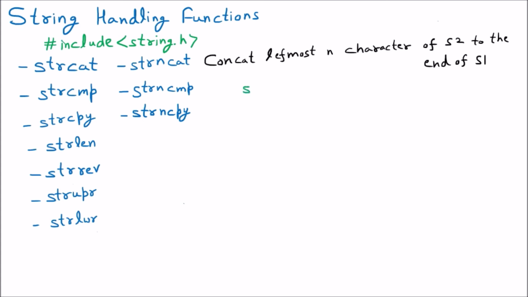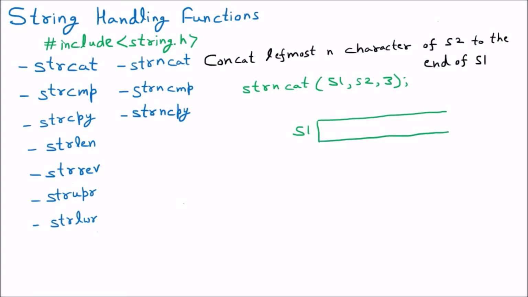Let us suppose we are saying strncat. Now in the bracket we are saying s1 comma s2 comma 3. Now that means three characters of s2 are going to be inside s1. So let us suppose that we are having an array S1. This is the array of characters. In the array, let us suppose OK is present. Now /0. There is a few more size available.